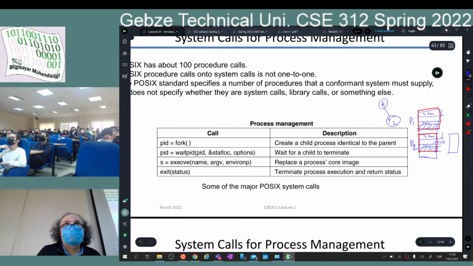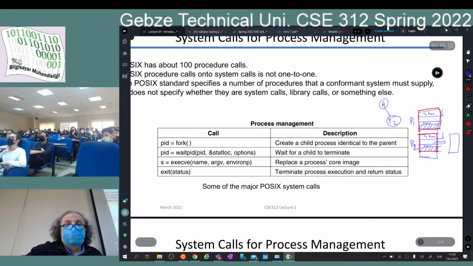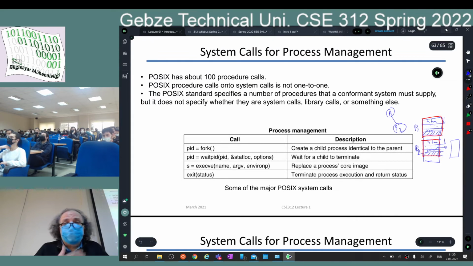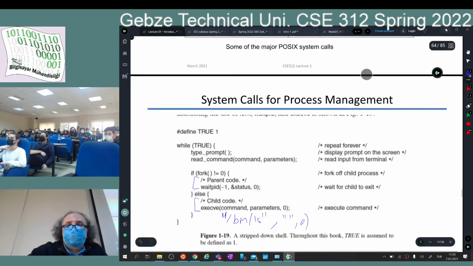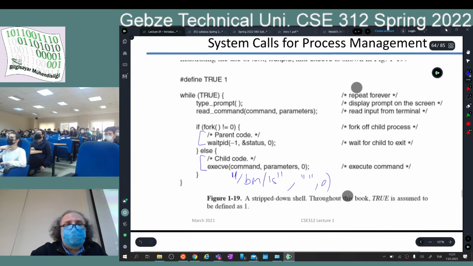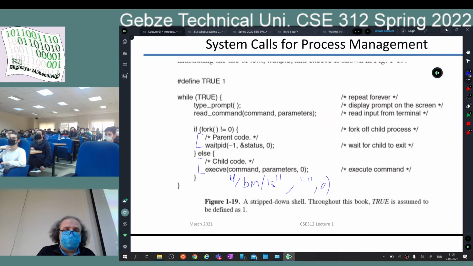Okay, good. Any other questions? Good. So some of the process management system calls are like that. We looked at fork, we looked at waitpid and exit, and just to use them in a useful program, the book gives us a small shell program.